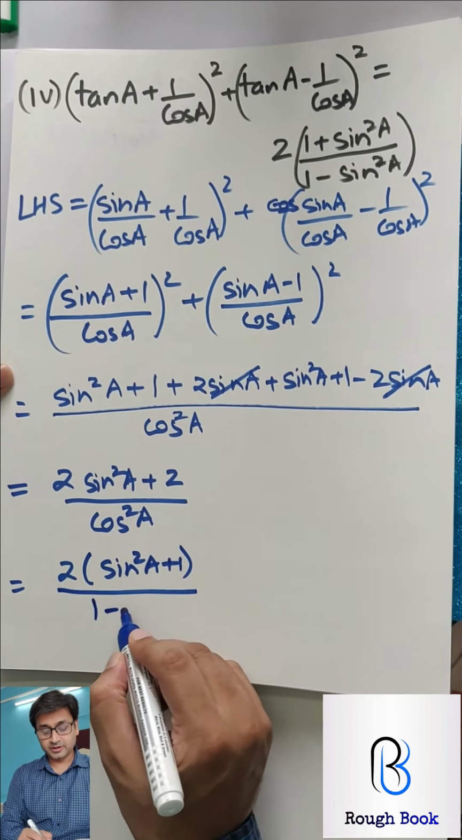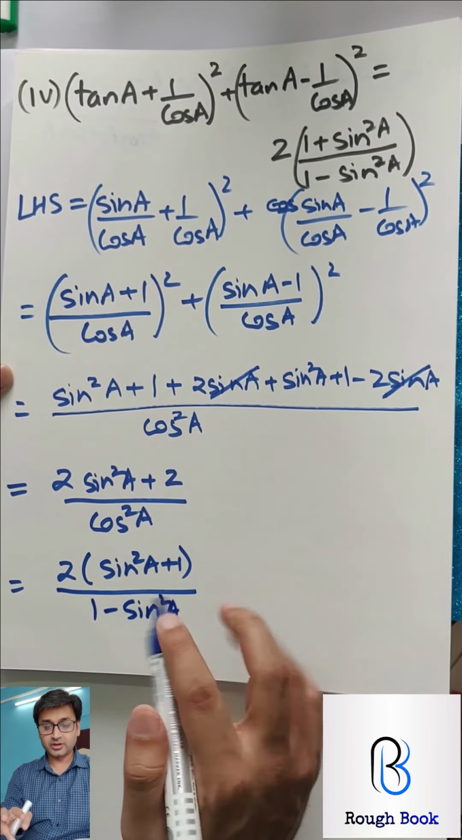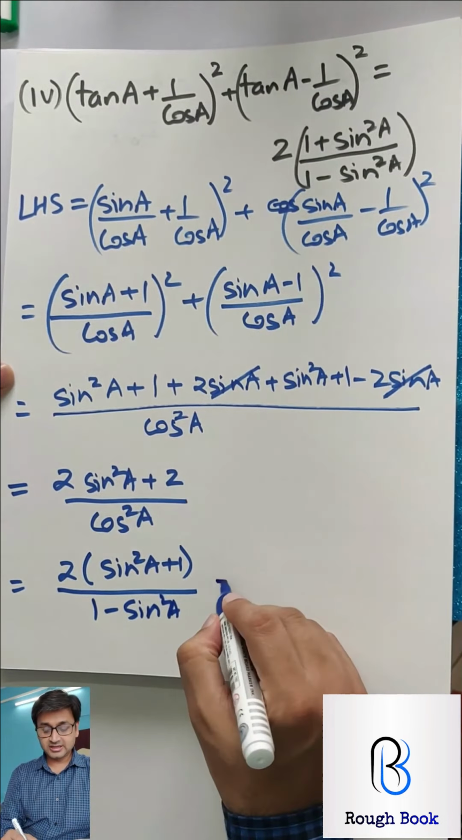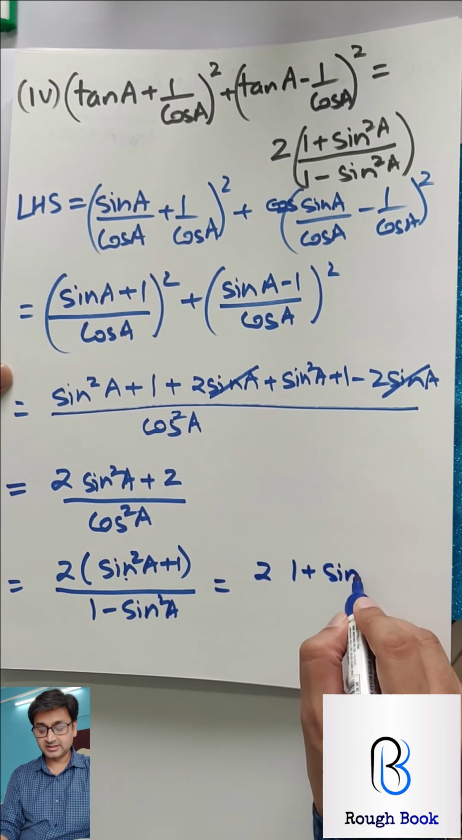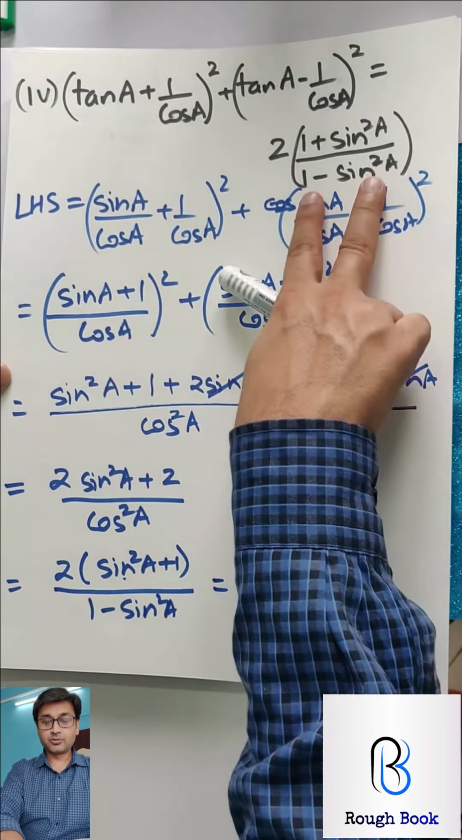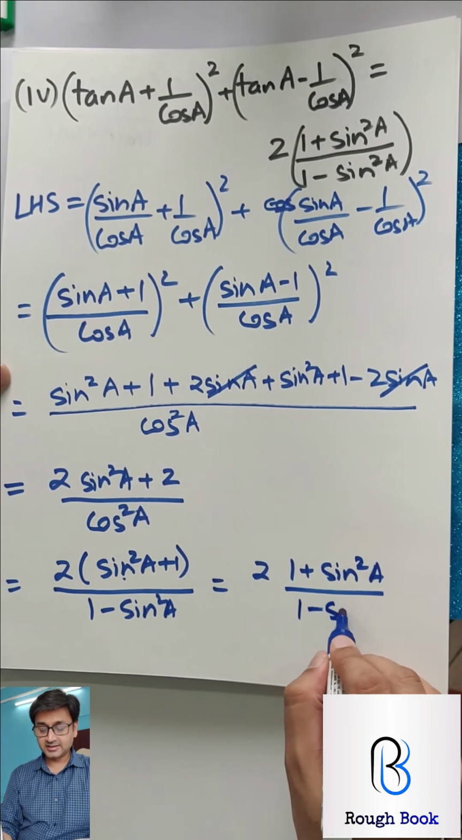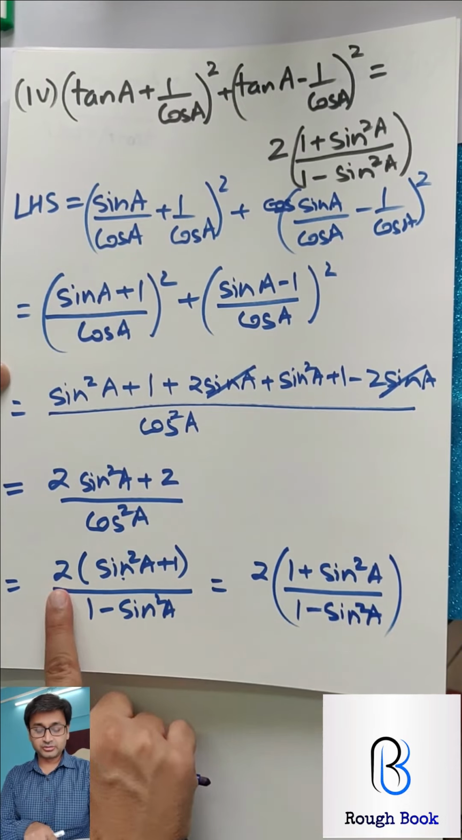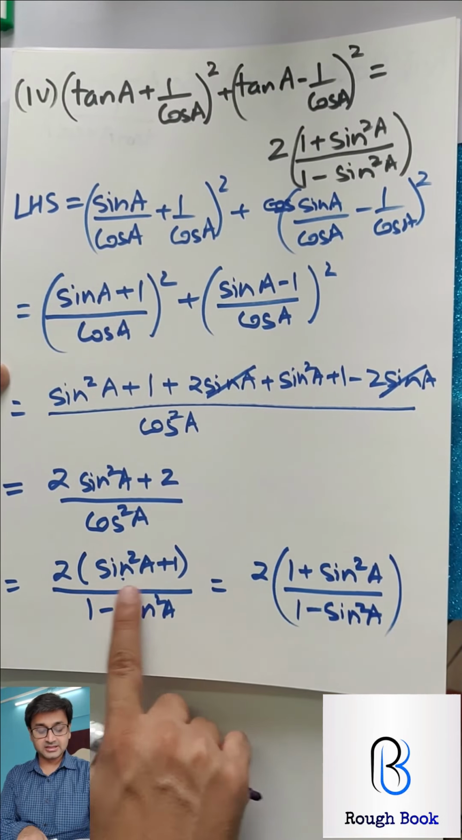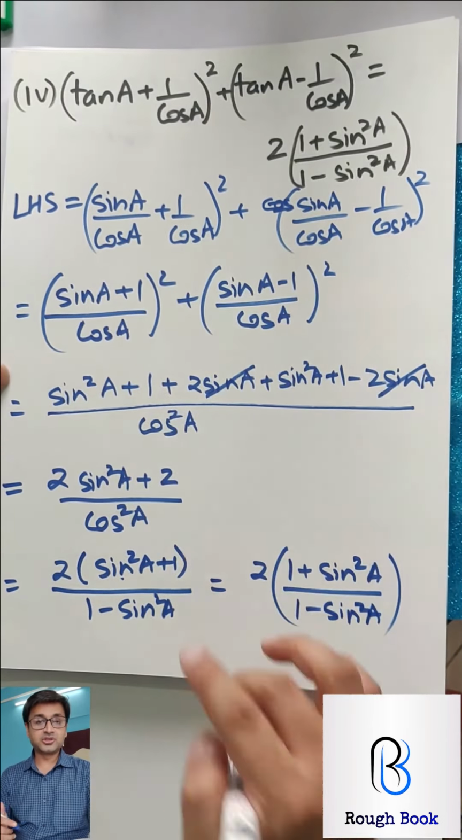So convert. Cos square becomes 1 minus sin square. There you go. So final step is equal to pulling out 2 common, writing this in proper order, 1 plus sin square A as per what you need, upon 1 minus sin square A and the whole bracket. This, if you write it this way or this way, both mean the same. Alright. So did you manage to reach here?